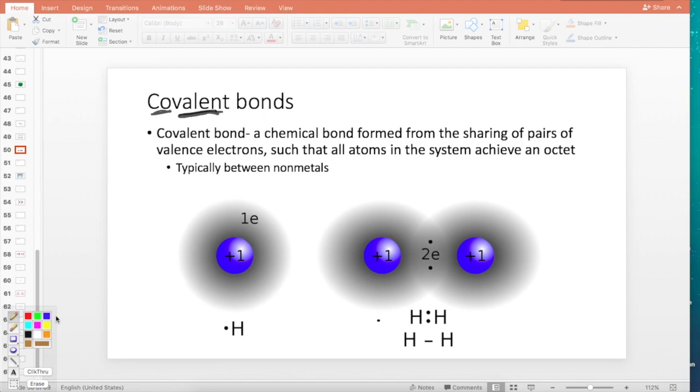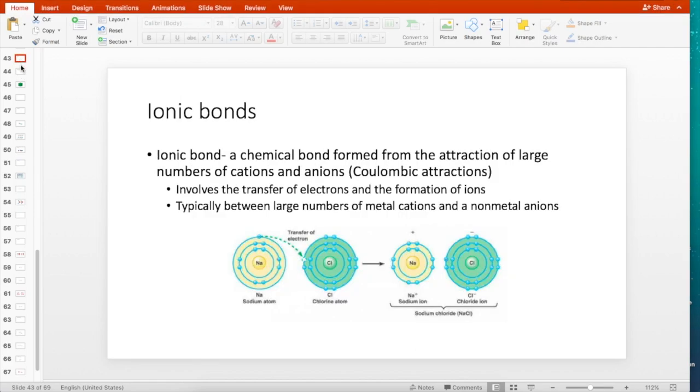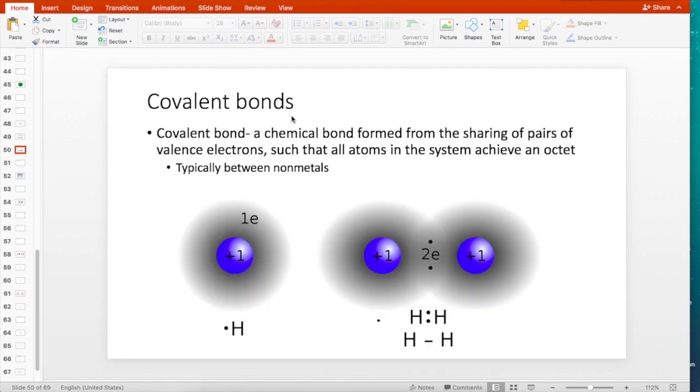Now already that is different from an ionic bond because we saw last time, I hope that you remember, that an ionic bond involves the transfer of valence electrons to form ions. Sodium completely lost the electron to form a positive cation. Chlorine completely gained it to form a negative anion. But that is not what is happening here. Here, the electrons are not being lost or gained, they're being shared. Typically, so that all atoms in the system achieve an octet, or a stable arrangement.